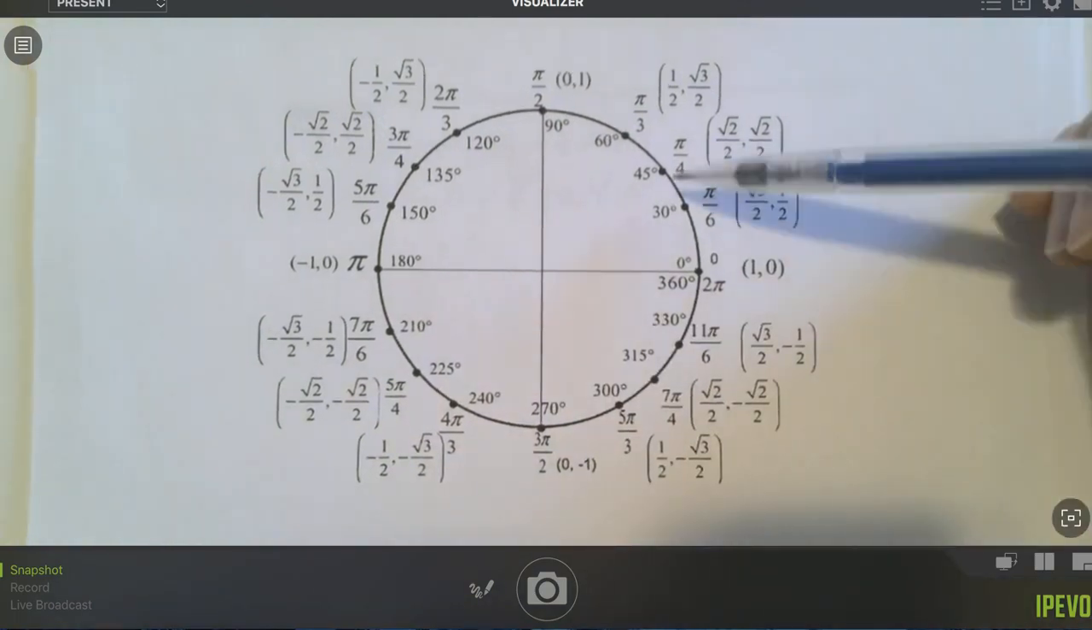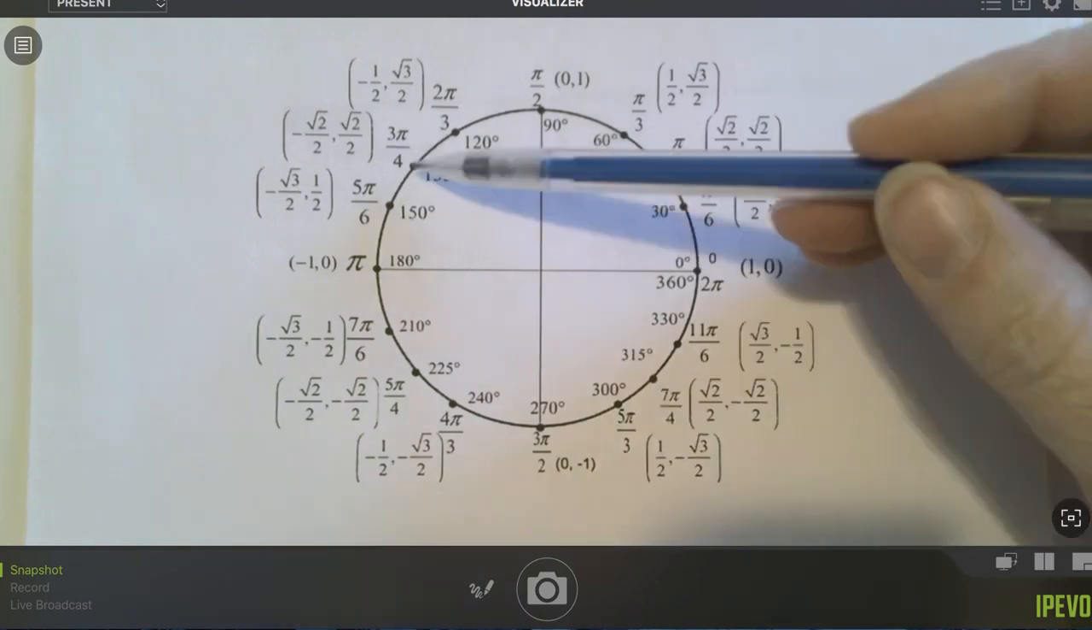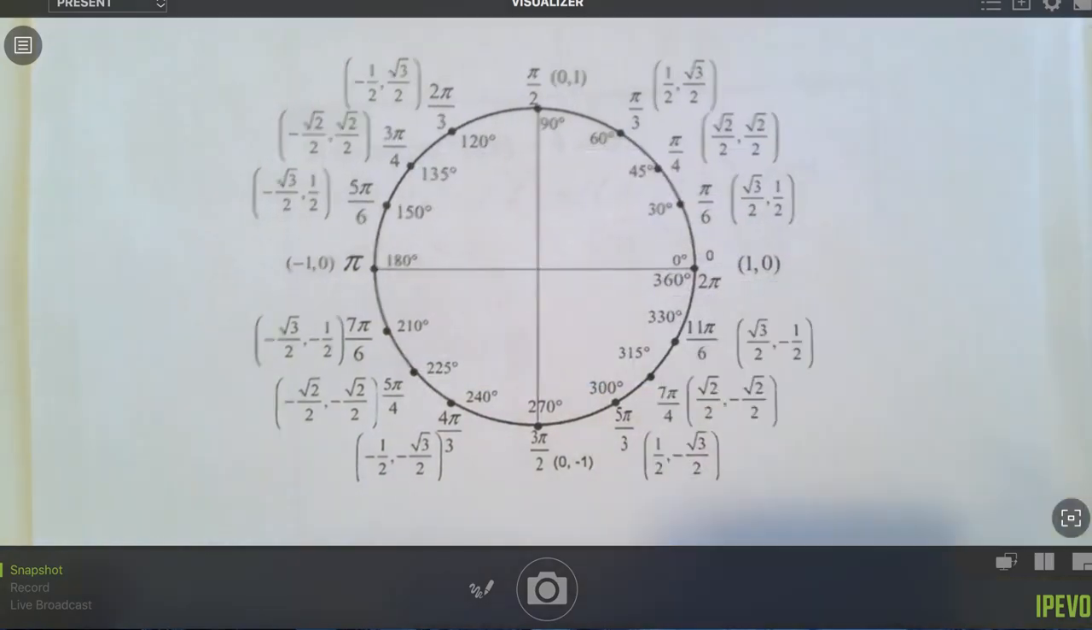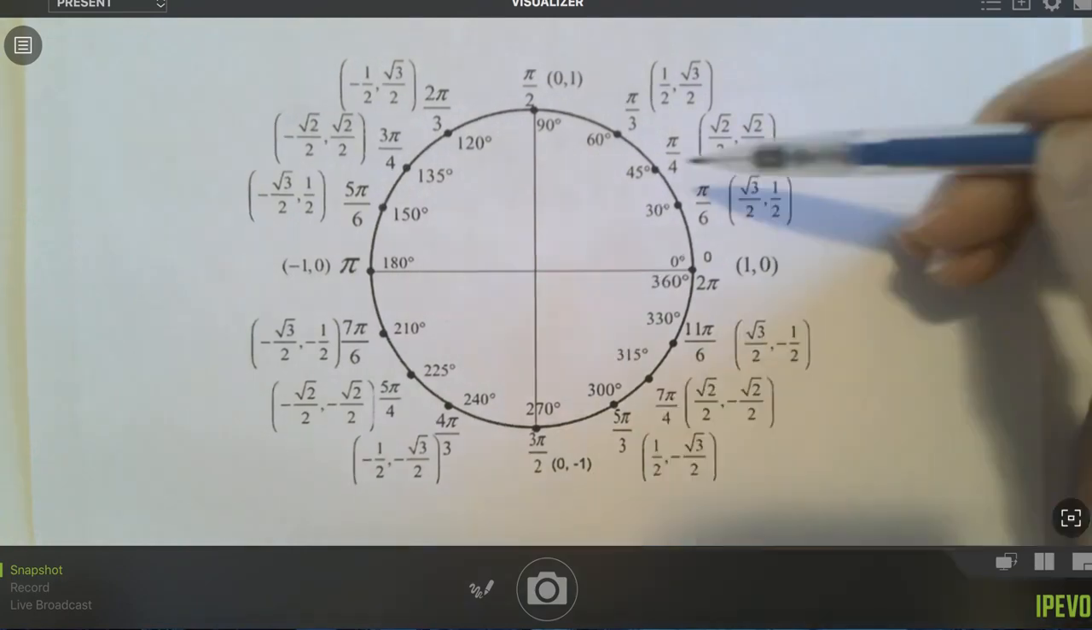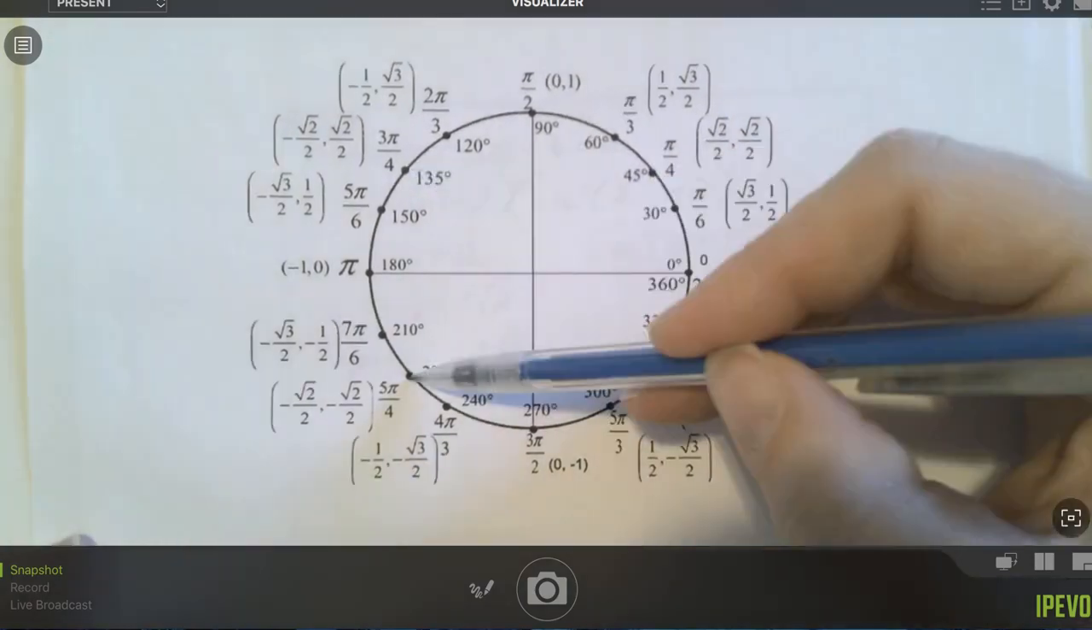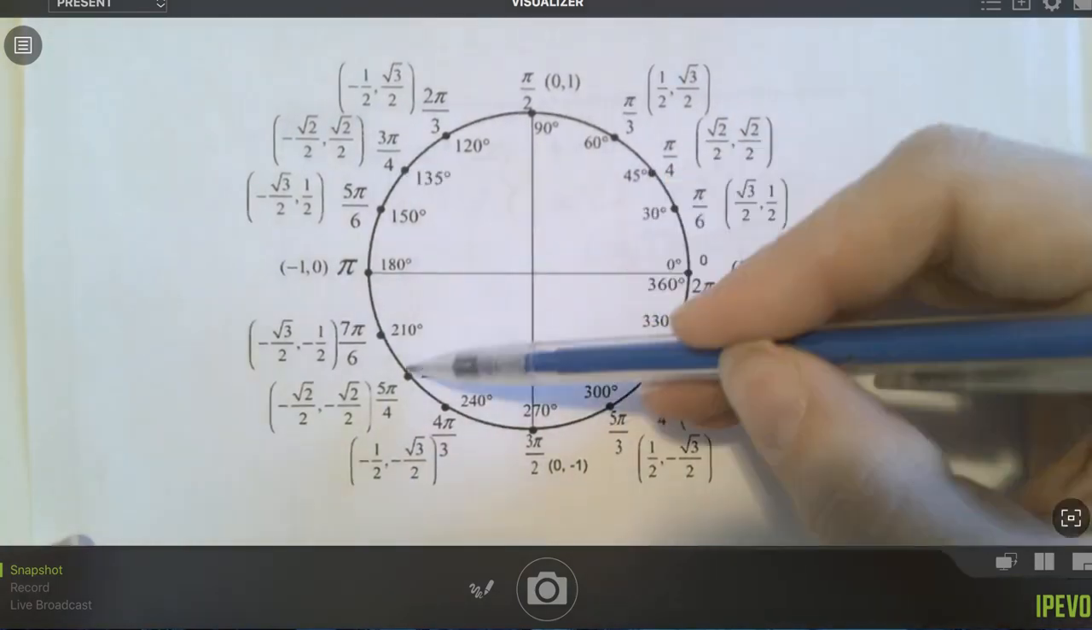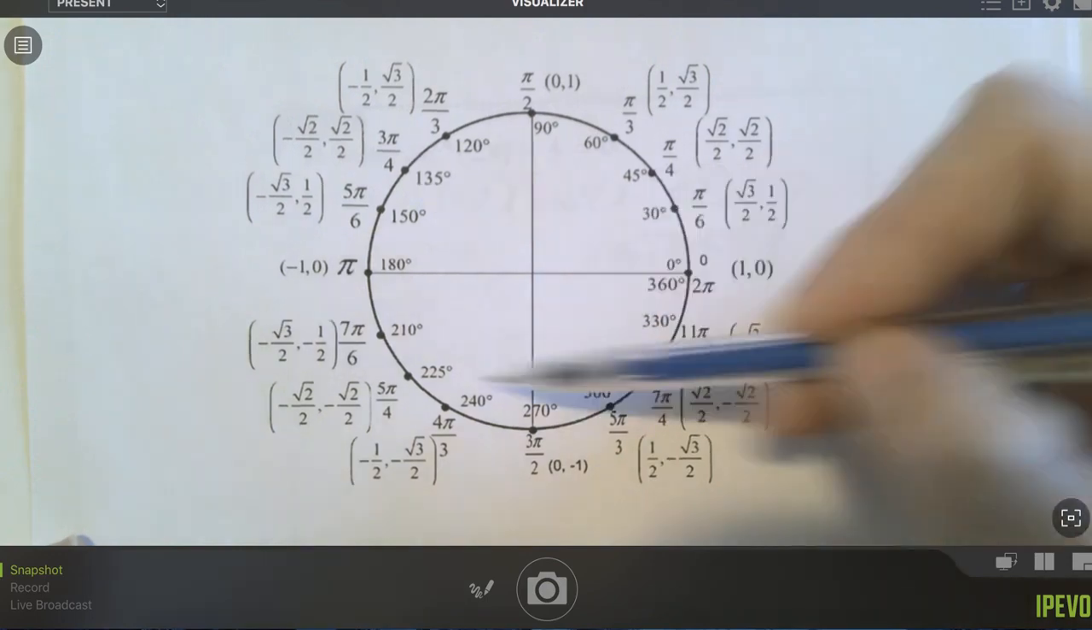Well, that's happening in lots of places, in every quadrant, pi over 4, 3 pi over 4, 5 pi over 4, 7 pi over 4. Well, these angles, all 4 that I just mentioned, are all pi over 2 or 90 degrees away from each other.